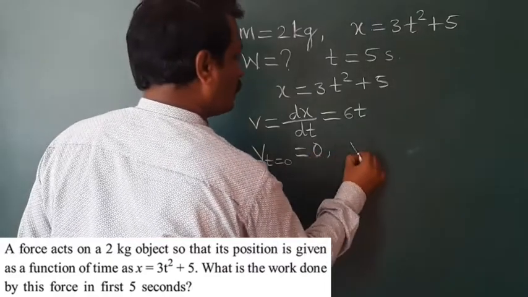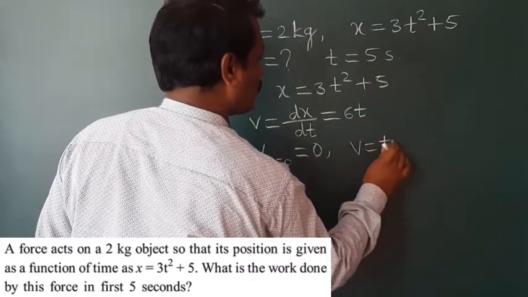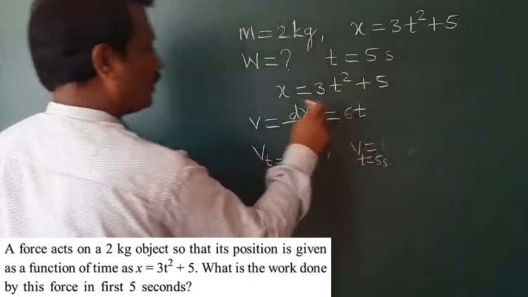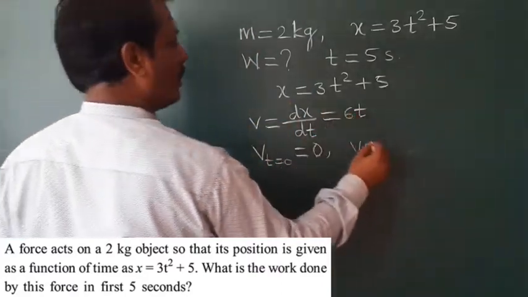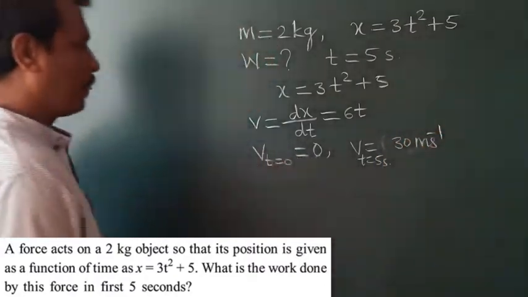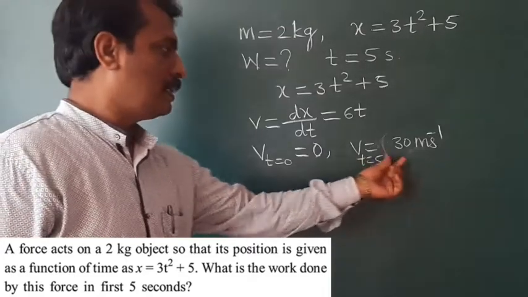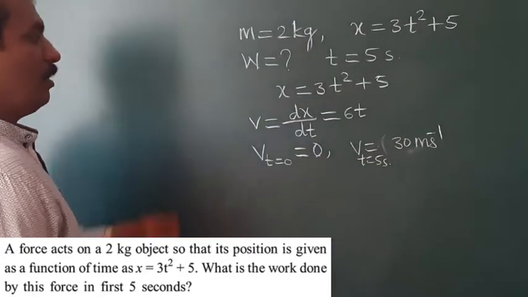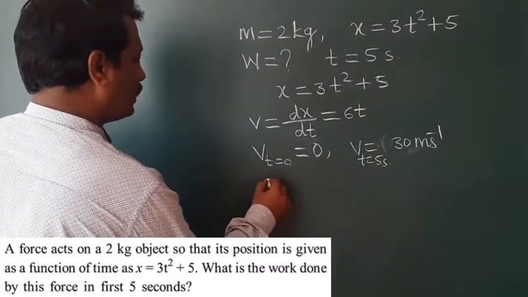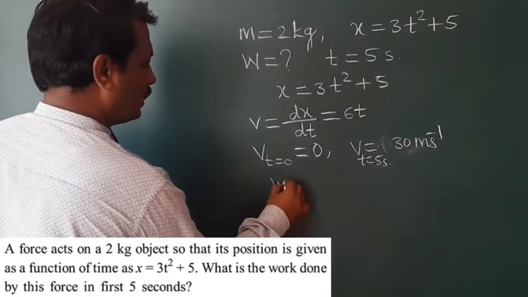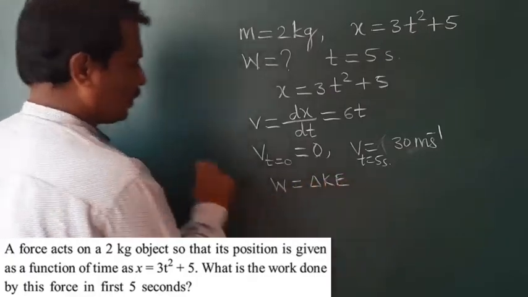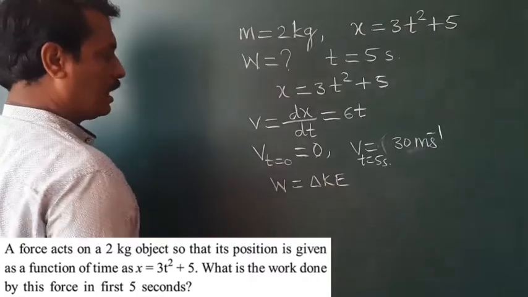Then what is the velocity at t equal to 5 seconds? Here we will substitute t equal to 5, then we get 30 meter per second. So this is initial velocity and this is final velocity. Now we have to find the work done. According to the work energy theorem, work done is equal to change in kinetic energy.